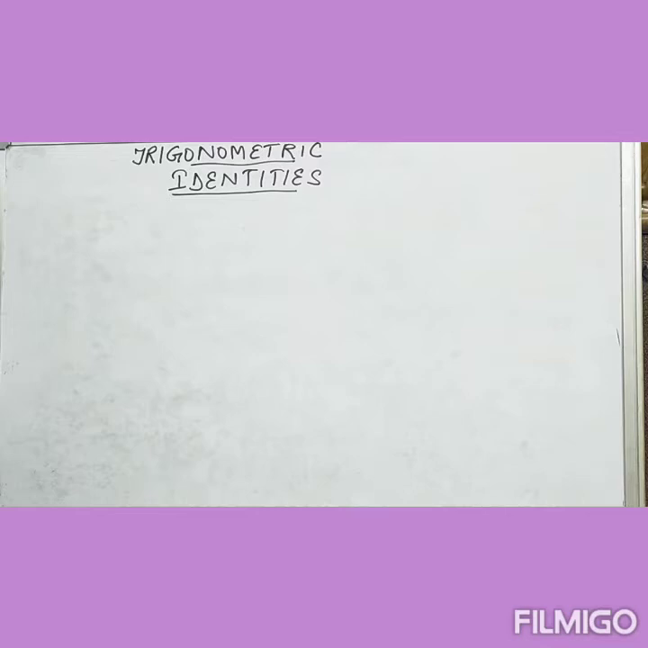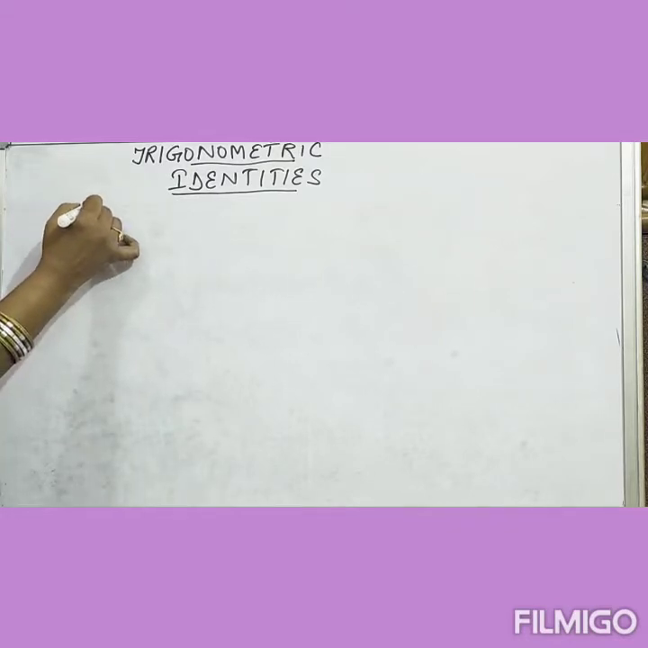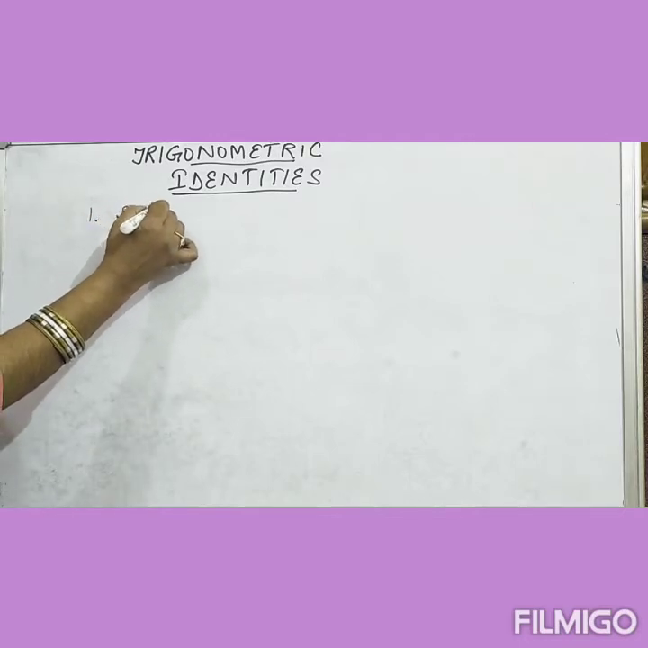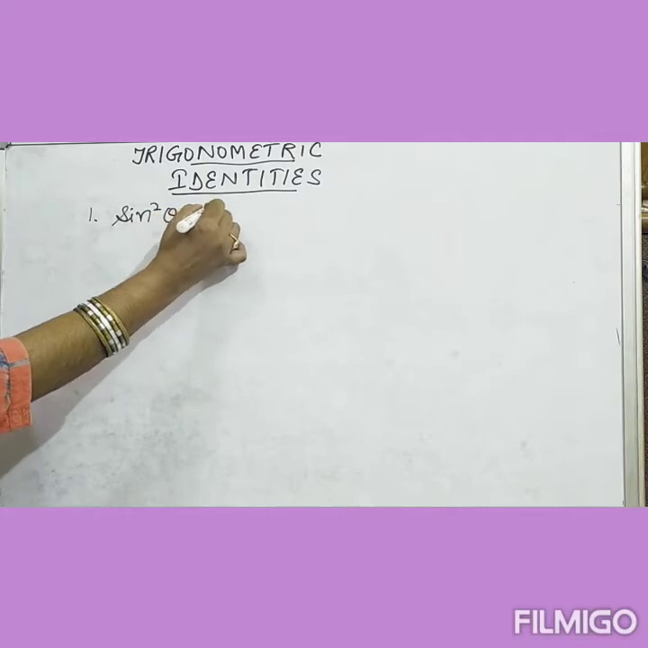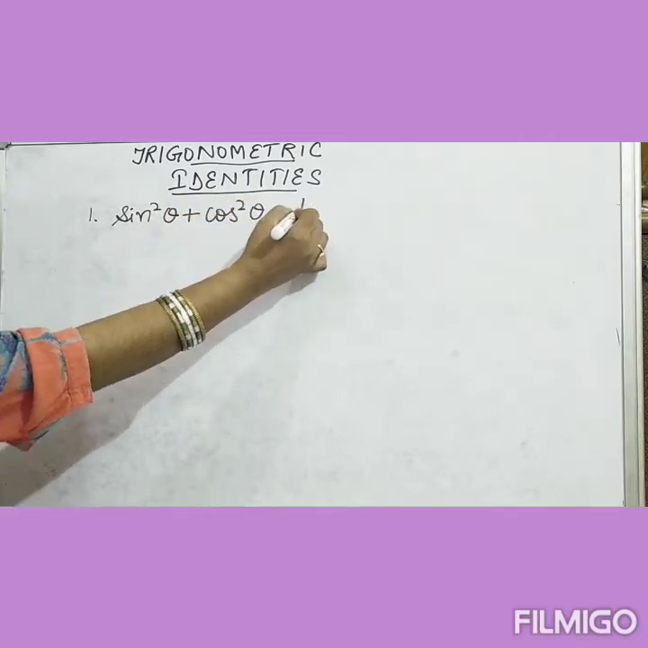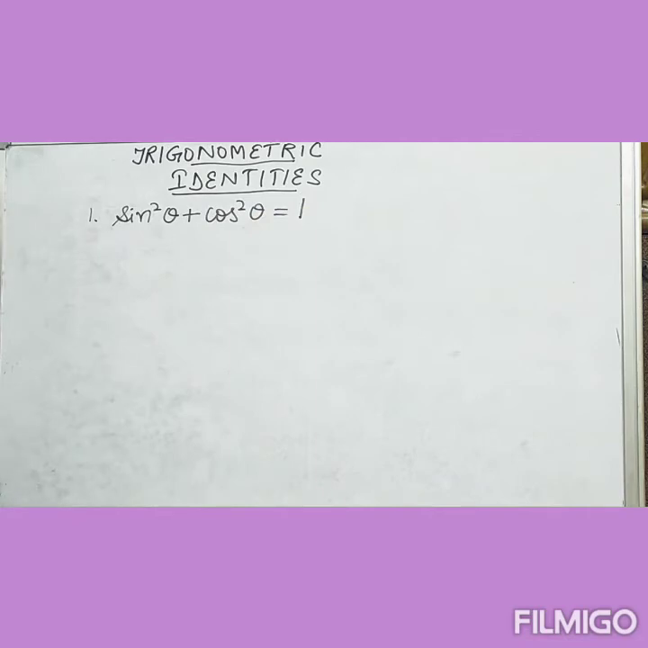Now we will do trigonometric identities, and these trigonometric identities are total 3 in number, and for doing the exercise 8.4 you should know all these identities. So I'm taking the first one. The first one is sine square theta plus cos square theta equal to 1.